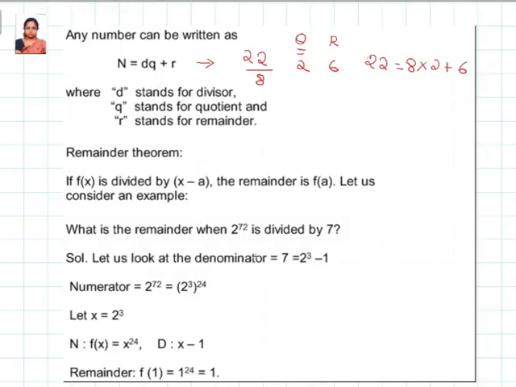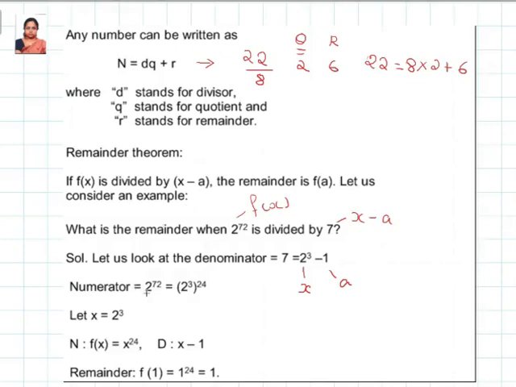So the remainder for 2 power 72 when it is divided by 7. Here we consider the denominator in the form of x minus a, and the numerator as f of x. When you say x minus a, we need to bring this 7 also in the form of x. So 7 can be written as 2 power 3 minus 1. In that case, this is your x and this is your a.